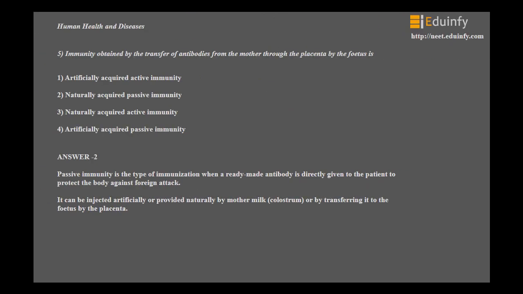Next question for today is, immunity obtained by transfer of antibodies from mother through the placenta to the fetus. This question is about immunity. So just note it down. There are two types of immunities: natural or innate immunity, and the other one is acquired or adaptive immunity. So what is natural immunity? That is inherited from parents and protects from birth throughout life. Its example is like physical barrier or chemicals in blood.